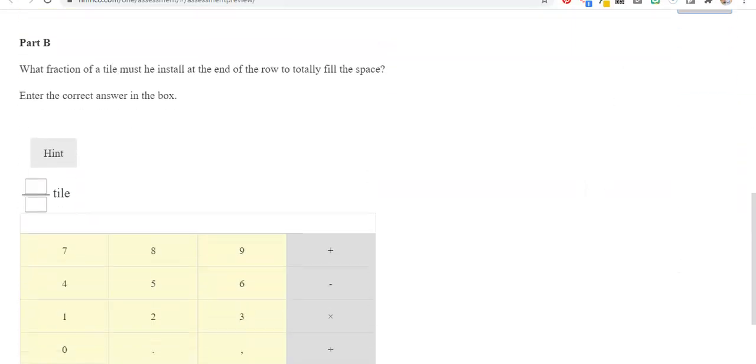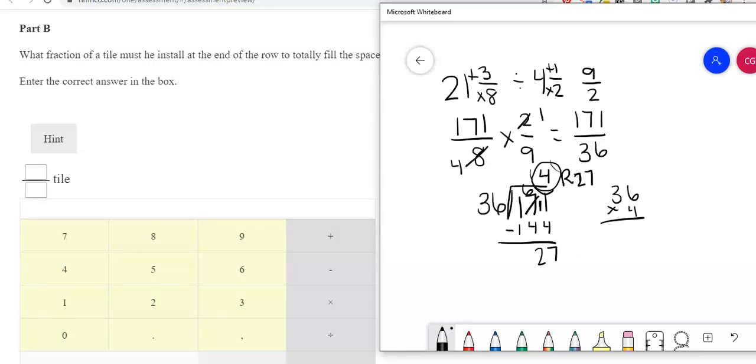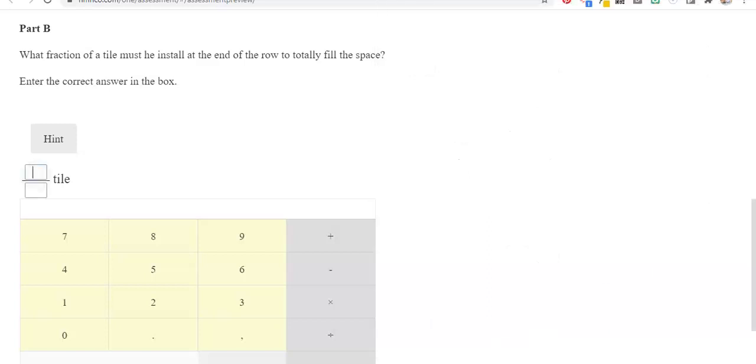Check it. Then my remainder that I had is 27. So remember, when we put that down, we're going to have 4 and 27/36. I'm going to simplify that down by simplifying by 9. So I have 4 and 3/4. So I have a remainder of 3/4, a remainder of 3/4 of a tile.